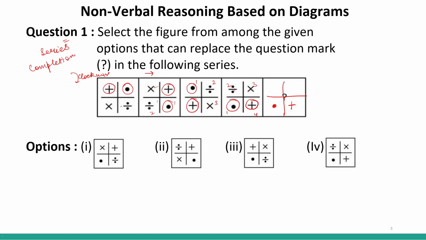Correct? Similarly, multiplication, it moved 1 position. Then it moved 1, 2, 2 positions. Then it moved 1, 2, 3, 3 positions. So now it will move 4 positions. So 1, 2, 3, 4, back to its original position. Similarly for divide also. So this will be our next image, which is given in option number 4. So option number 4 will be your correct answer.